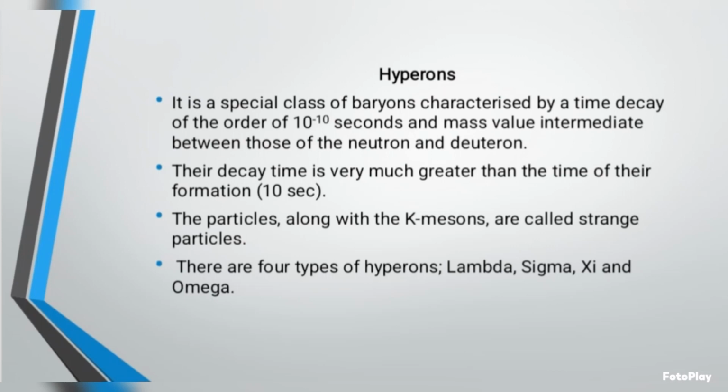Hyperon is a special class of baryons characterized by a decay time of the order of 10⁻¹⁰ seconds. Mass value intermediate between those of neutron and deuteron. The decay time is very much greater than the time of formation. It is because of this unsolved problem that these particles along with K mesons are called strange particles. There are 4 types of hyperons, namely lambda, sigma, cascade and omega hyperons.